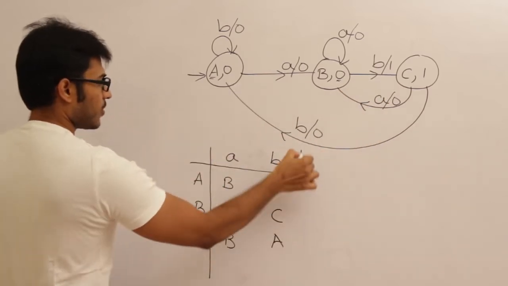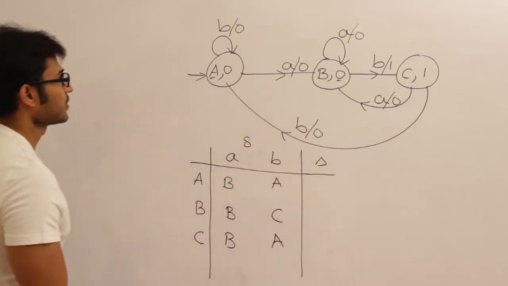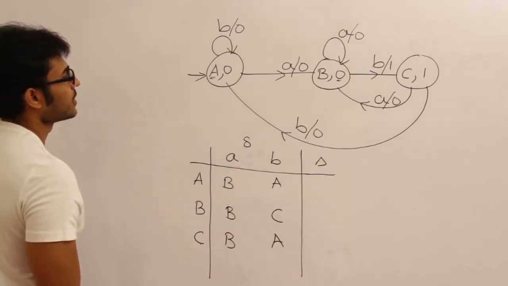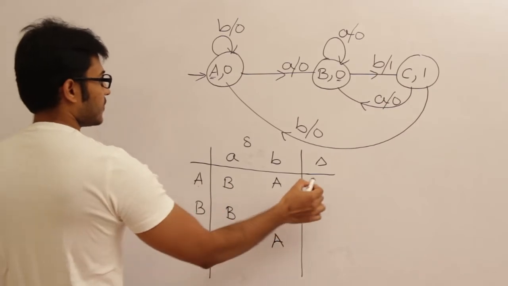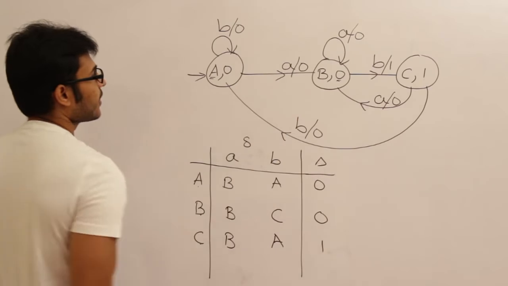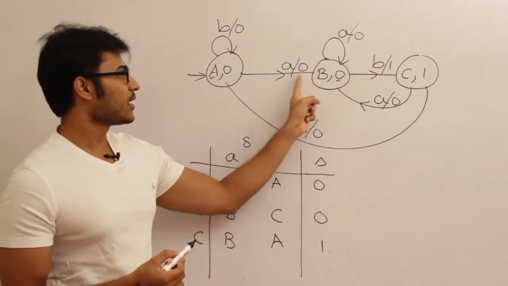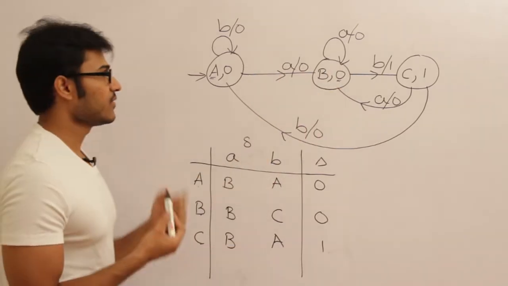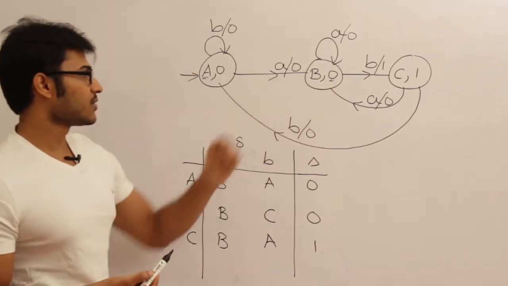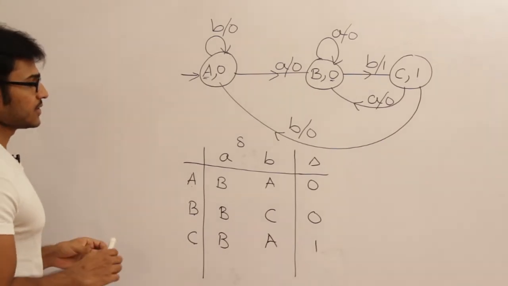And what are the outputs associated with the states? This is the delta function and this is the output function. So output associated is with A 0, with B 0, C 1. So what is this Moore machine? Did you find it out? It is nothing but it is counting all occurrences of ab. It is a DFA for ending with ab, and also it is counting all occurrences of ab. So this is this transition state table.